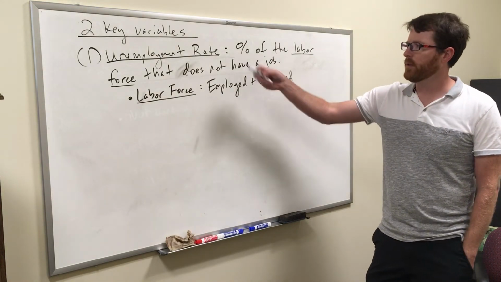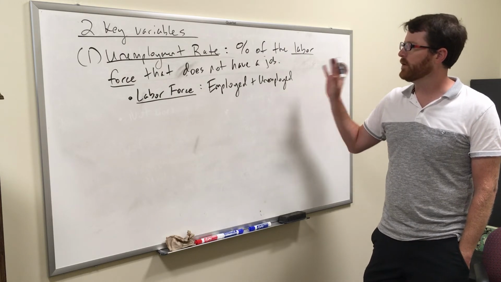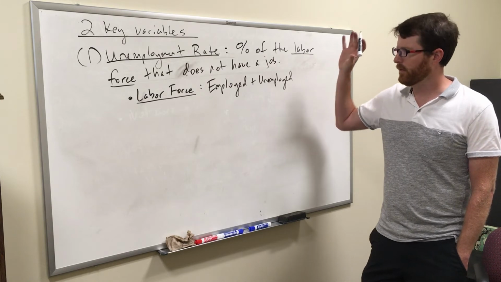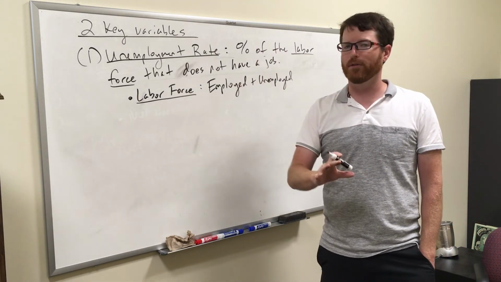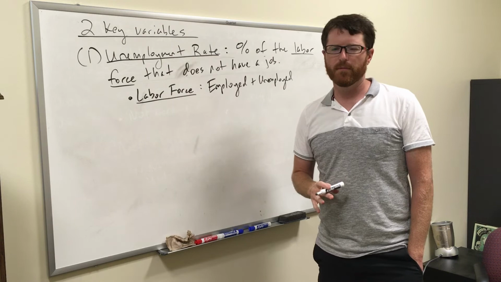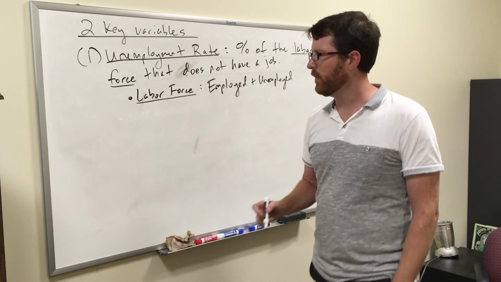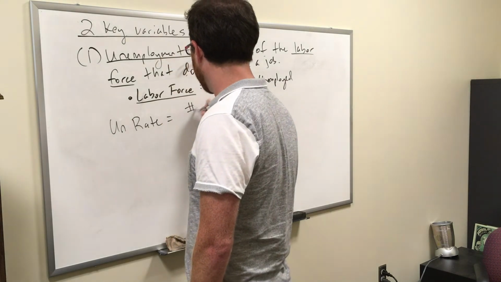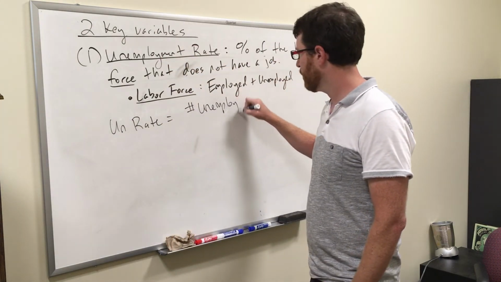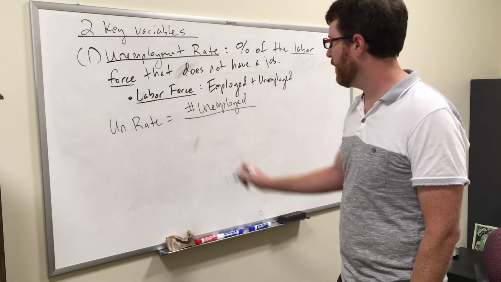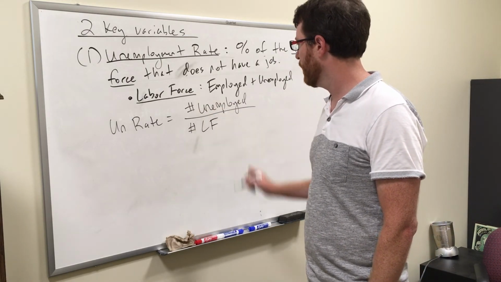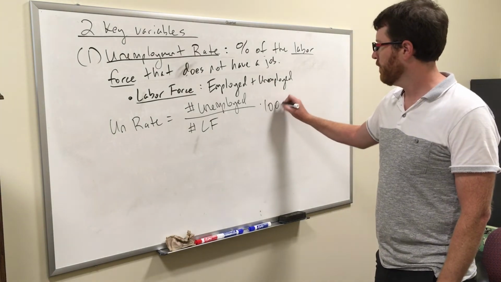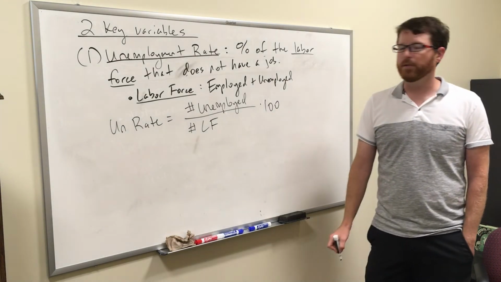Okay? So what the unemployment rate does is it finds the percentage of the people who want to work that aren't working. So the way this looks mathematically is the unemployment rate is the number unemployed divided by the number in the labor force, and remember that's all the employed and unemployed people, times 100 to turn it into a percent.